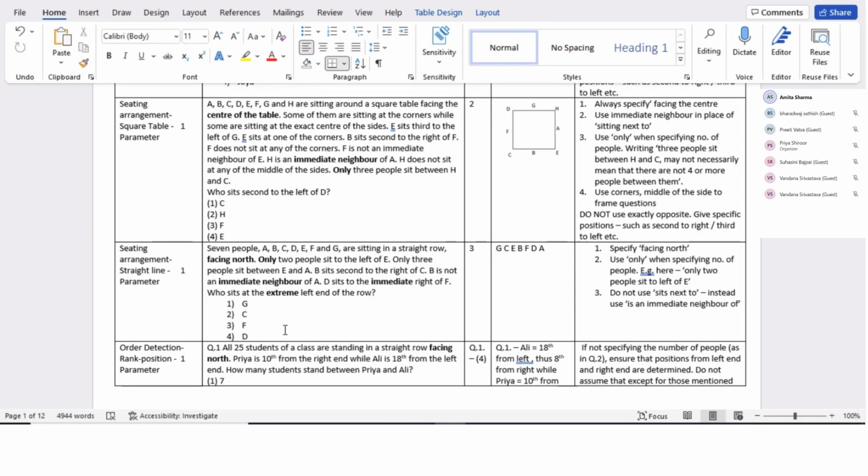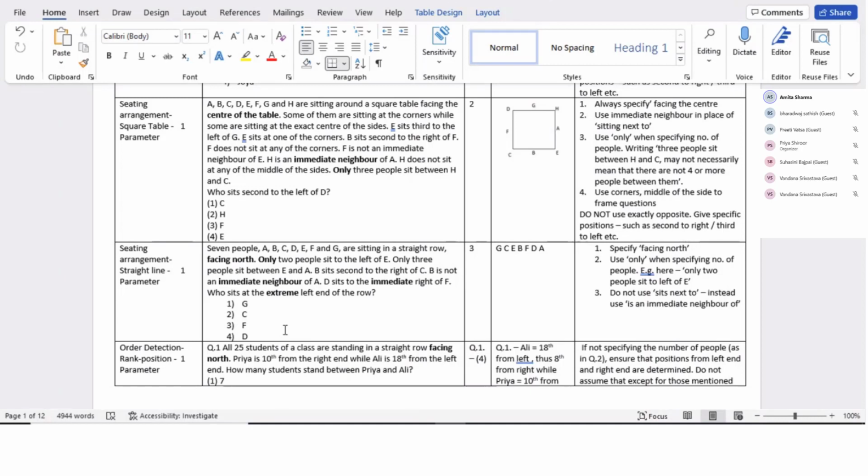And also, one thing which we have seen is straight line arrangements where people are sitting in a straight row. Many experts have been writing who is sitting at the extreme corner. Now, this is something you can check. This is something we've come across very often. There are no corners in a line. So this again was something which was objected to. If it's a straight line, a straight row, we call it extreme ends, extreme left, extreme right.